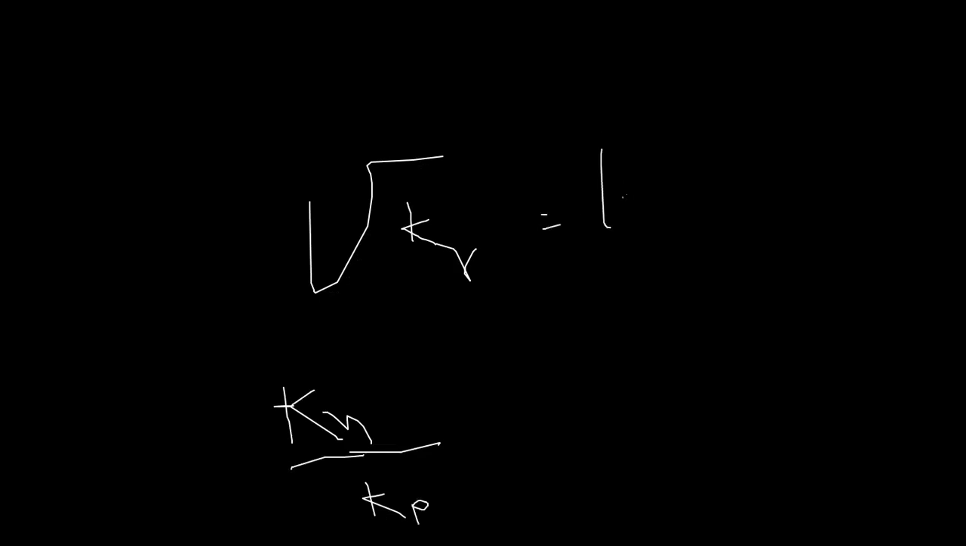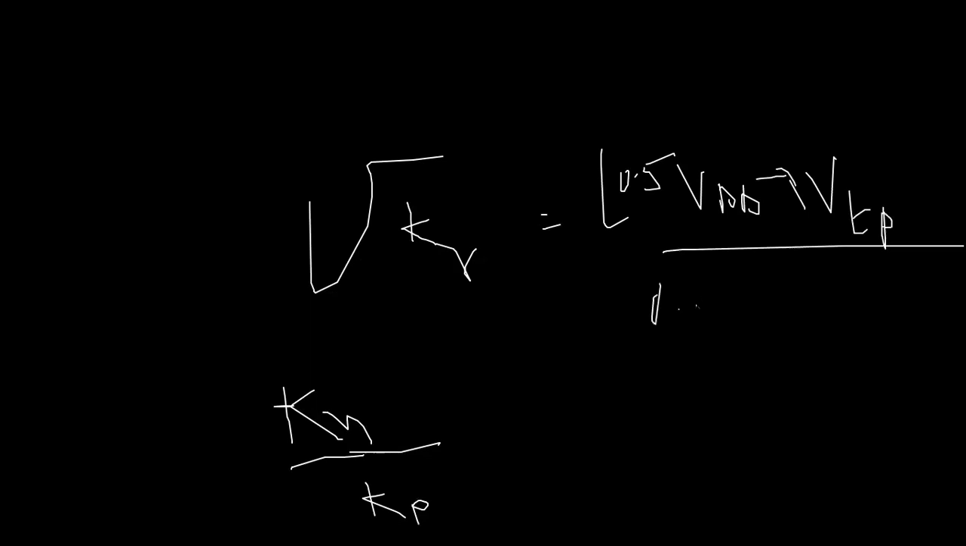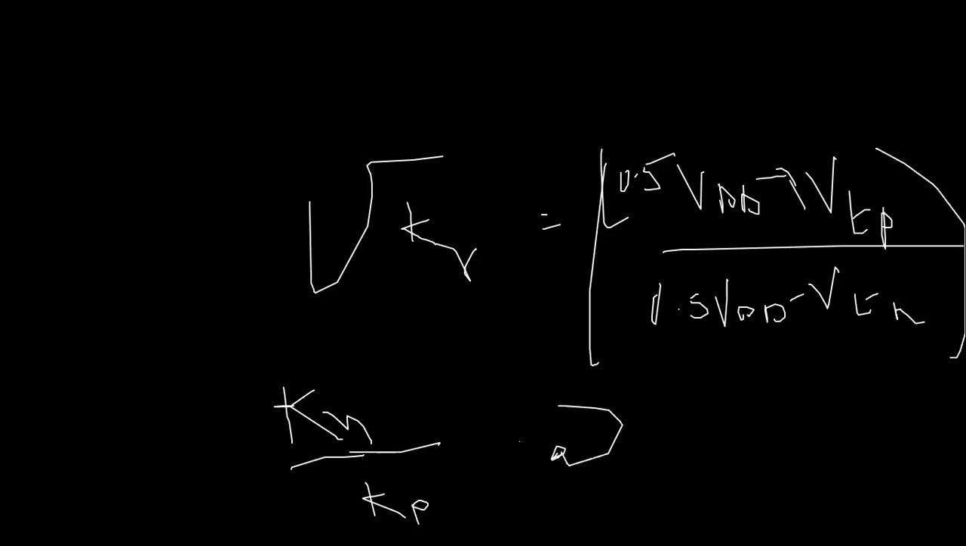This is equal to 0.5 VDD plus VTP, the threshold voltage of PMOS, divided by 0.5 VDD minus VTN, the threshold voltage of NMOS. Okay, this is going to hold at the midpoint, or at the transition point, at the threshold point of the transistor.